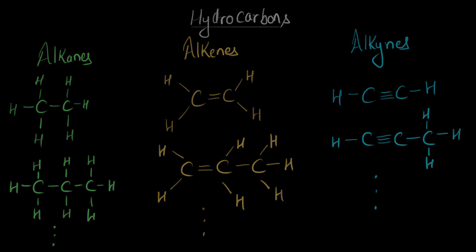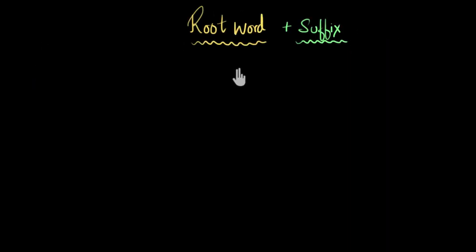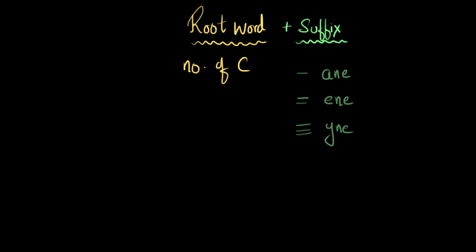And yes, we do. See, every hydrocarbon name has two parts to it. One, the root word, and second, the suffix. The root word tells us how many carbon atoms are present in the molecule. And the suffix tells us whether the hydrocarbon belongs to an alkane family or alkene or alkyne. Basically, are all the bonds single bonds or are there double or triple bonds present? And with just these two pieces of information, you will be able to name many hydrocarbons.